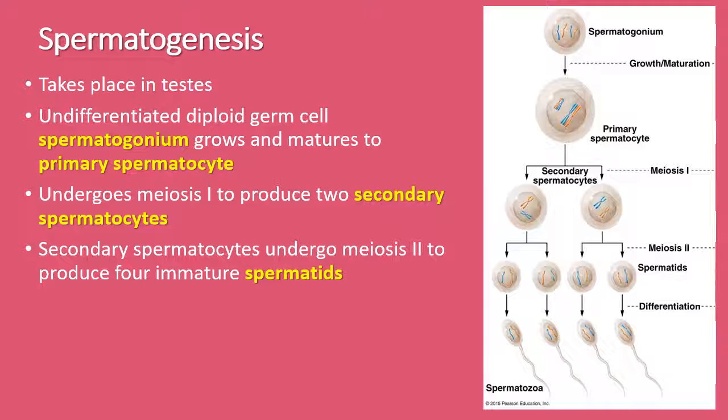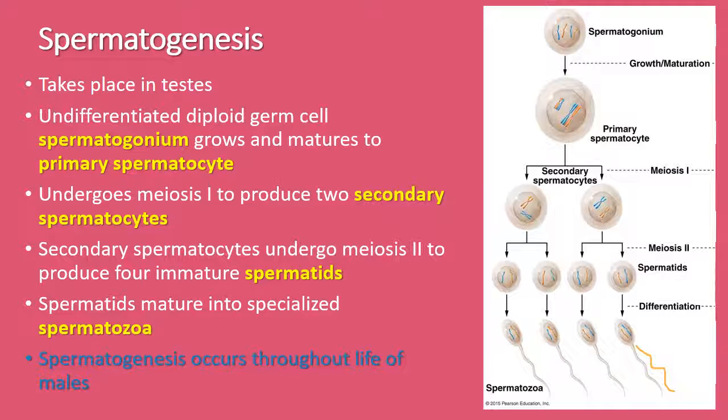These are just basic looking cells. They have to undergo a bit of maturing to become those specialized spermatozoa that have the little tail and that characteristic shape of a sperm cell. So with each primary spermatocyte, you end up with 4 spermatozoa. And this is something that just continuously occurs through the lifetime of a male. A 14-year-old boy is just as likely to fertilize an egg as an 80-year-old man.